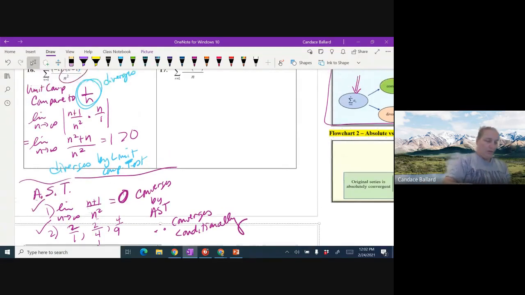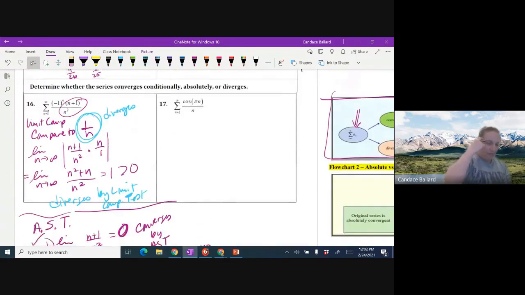Okay, let's look at 17. So 17, if I think about what goes on with pi, cosine of pi is -1, right? So cosine of pi is -1. And then if I were to put a 2 into this, I would get +1. And then if I were to put a 3 in, I would get -1. And then if I were to put a 4 in, I would get +1. So isn't this one alternating?